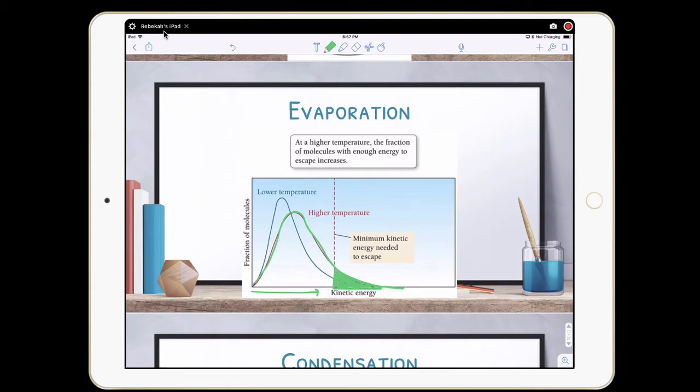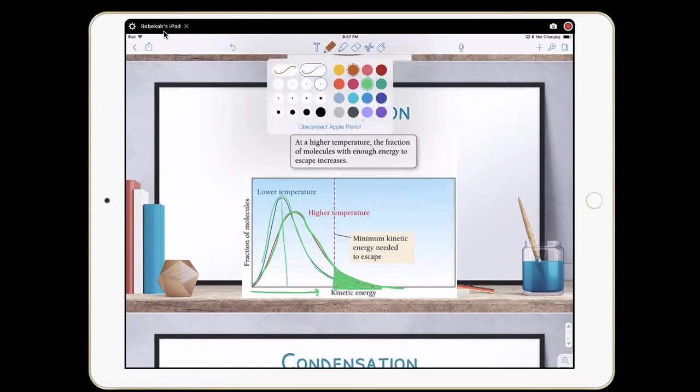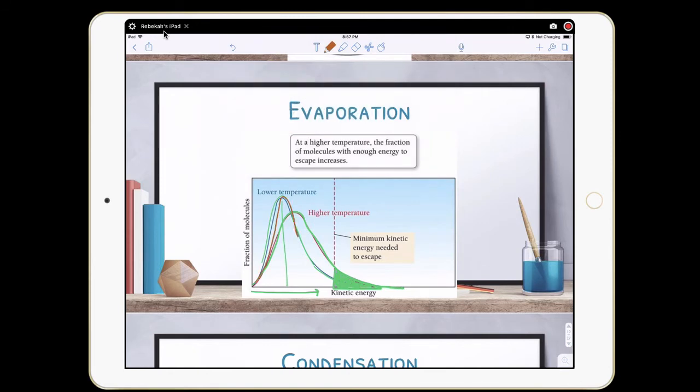Okay, if you're at a lower temperature, you've got more molecules of this lower kinetic energy, right? But I have fewer particles that are going to be jumping out of the liquid water, right? Because they don't have as much kinetic energy. Think about dolphins jumping out of the ocean, right? You've got to have kinetic energy if you want to jump out and become a gas.